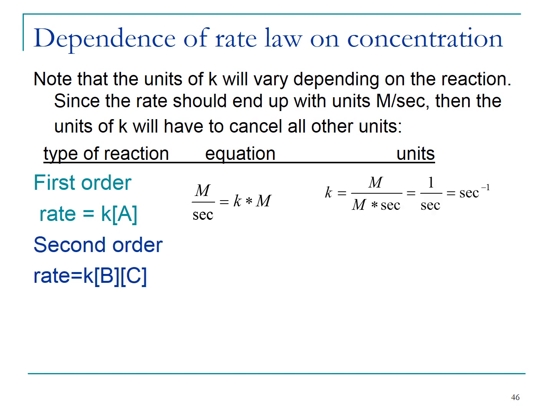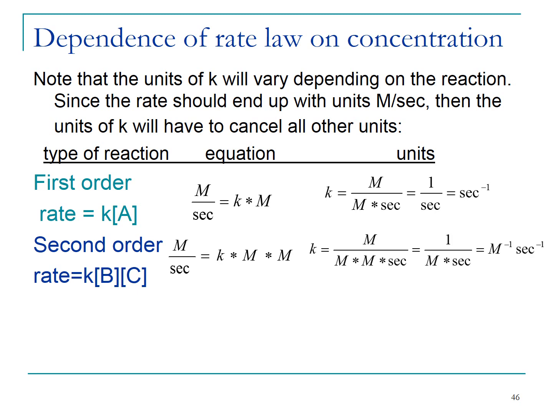If the reaction is second order, then here's the equation. We want the rate to be molar per second. So K has to be whatever units, when multiplied by molarity times molarity, because B is in molarity and C is in molarity. This just rearranges it: one of the molarities cancels out, and so our K value will be inverse molarity, inverse seconds.